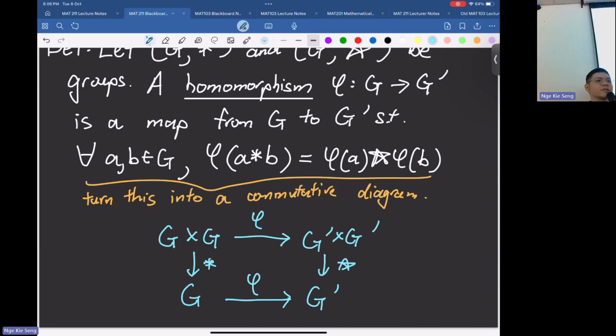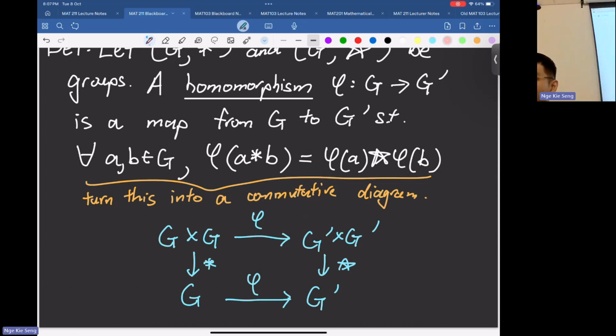Where do you think it's sensible to start here? G cross G, okay? If you think of this arrow like a water flow, it should flow from here and then to the bottom. Right. Okay. So let's start with G cross G here.